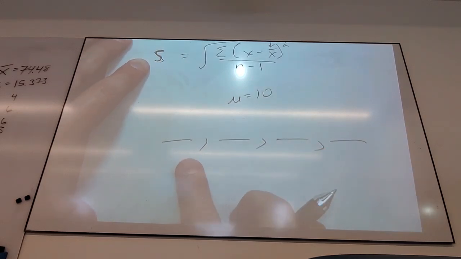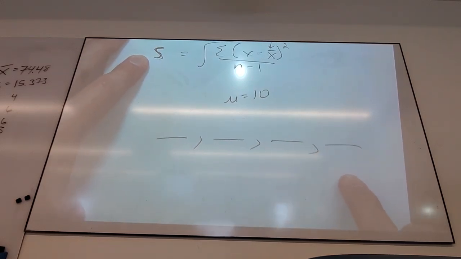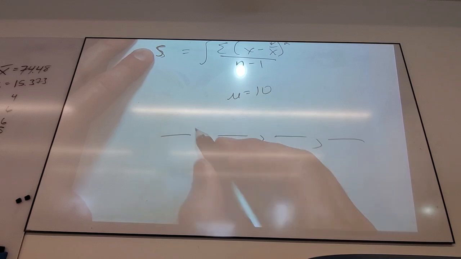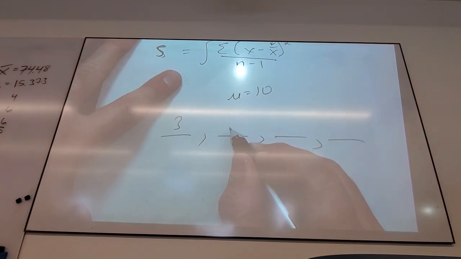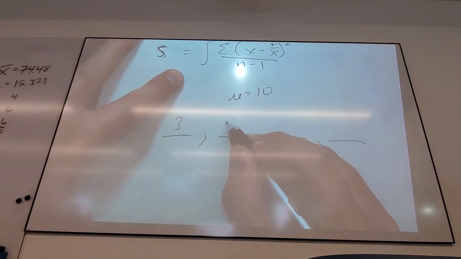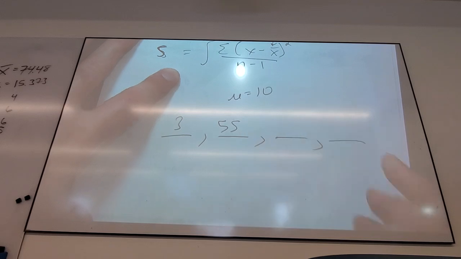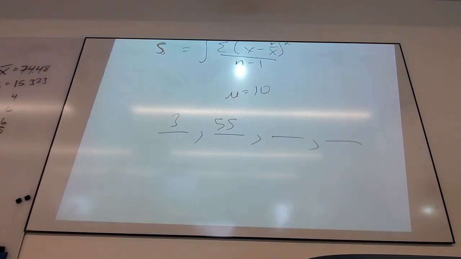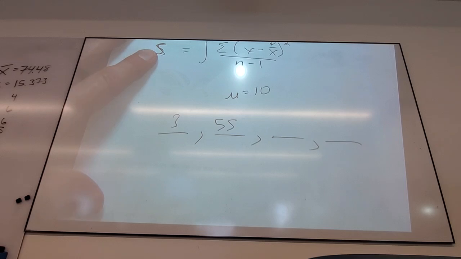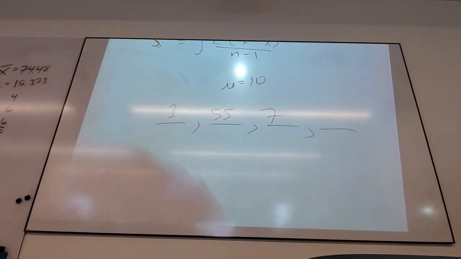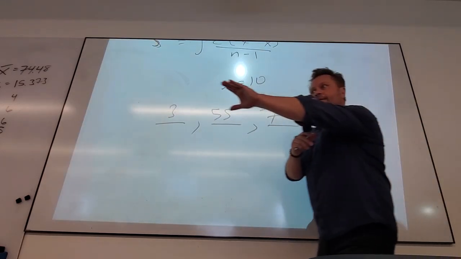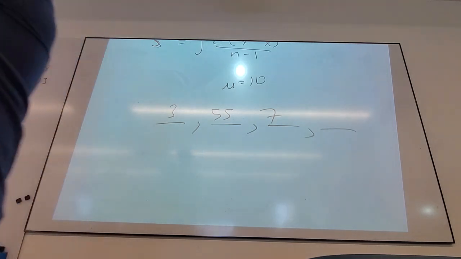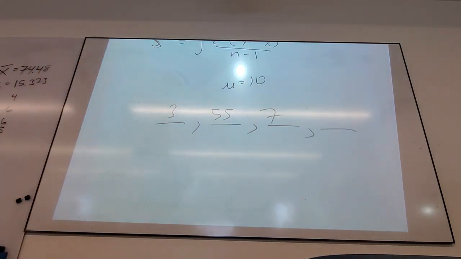So how many of these can I just totally make up? Just 3. Somebody give me the first number that comes to mind. 55. Cool. Somebody else give me just whatever. 7. Okay. Now I have to get serious, don't I? Can I salvage this thing? If I want the average to still be 10, can I salvage this?